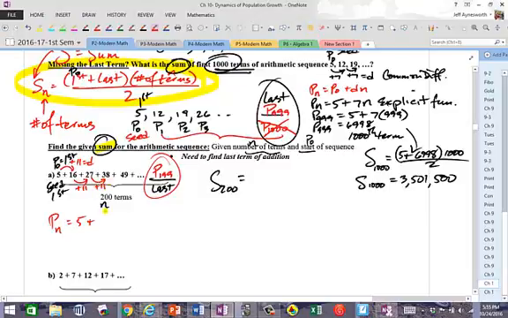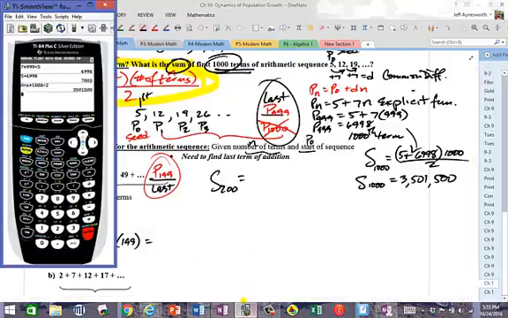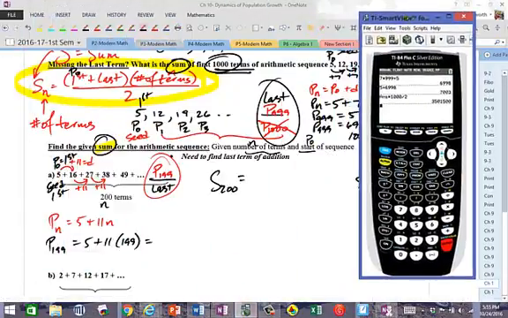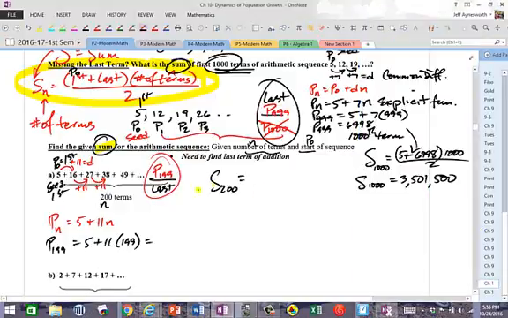So it's 11 times n. There's your explicit formula. Okay, now you plug in 199. So p sub 199 equals 5 plus 11 times that number. So what is that? Well, you ask the TI-84, okay? As long as you put the numbers in correctly, it's going to help you out. So 5 plus 11 times 199. You get 2,194. So 2,194, that's the last term.